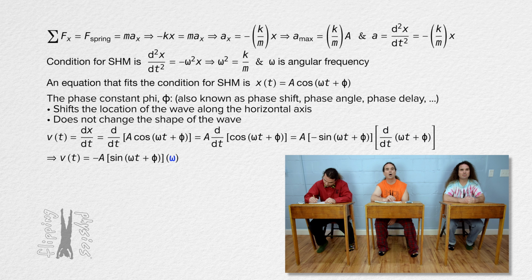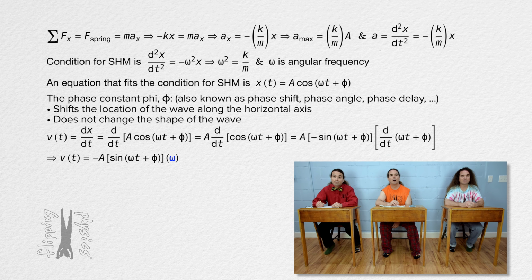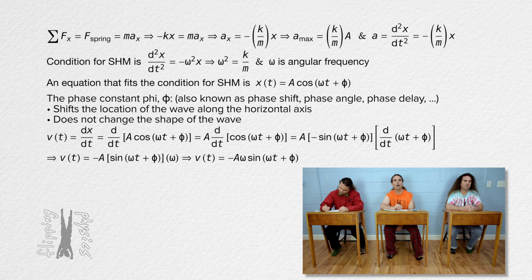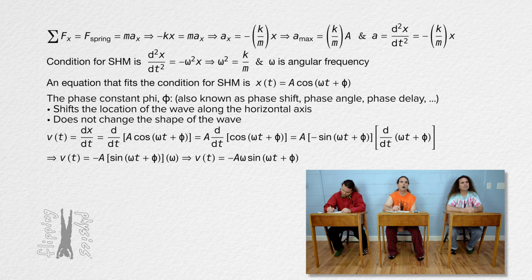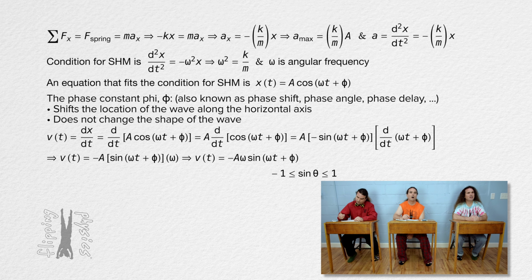So velocity of an object in simple harmonic motion with respect to time equals negative amplitude times angular frequency times the sine of the quantity angular frequency times time plus phi. And what then is the maximum velocity equal to? The value of sine theta has a minimum of -1 and a maximum of +1. So the maximum velocity equals amplitude times angular frequency. That is correct, Bo. Thanks.